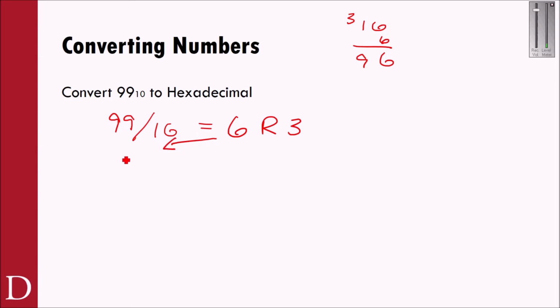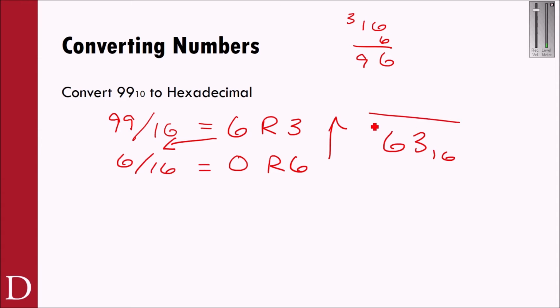I'll take that 6 over here, and I'll do 6 divided by 16. And I get 0 with a remainder of 6. And write that in reverse order again. I get 63 base 16.